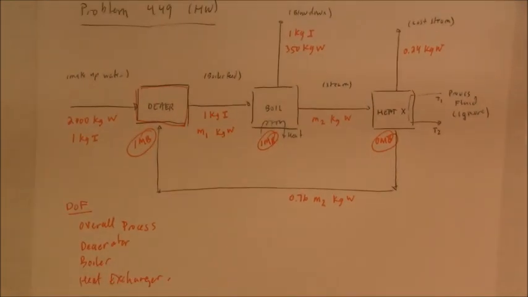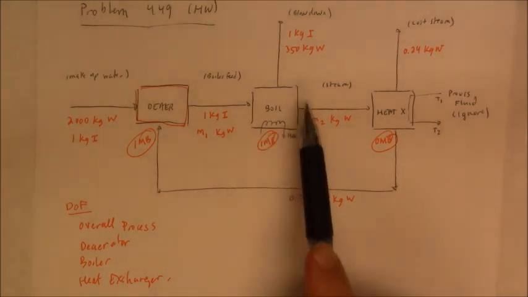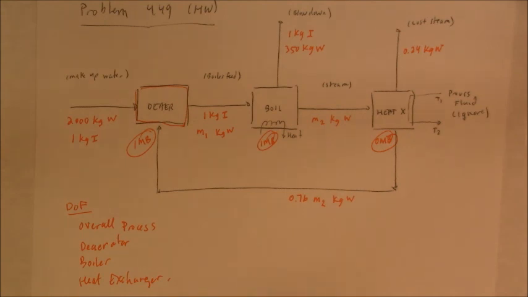So after you do the degree of freedom analysis, you can identify where you can start to solve the problem, the order in which you can solve it, and proceed to go through and calculate the unknowns. Once you know the unknowns for the process, you can address any of the questions that are asked in the problem statement. So that's all for today.